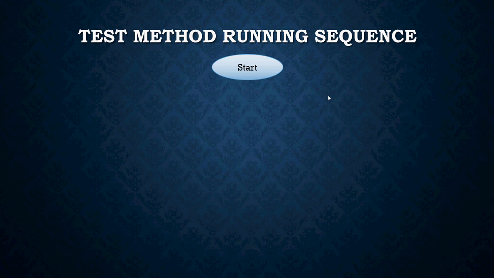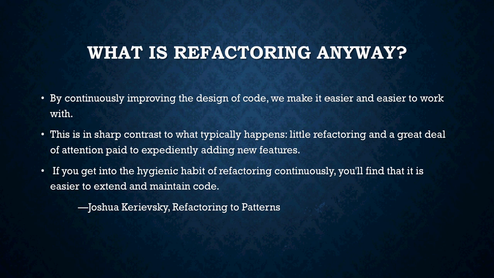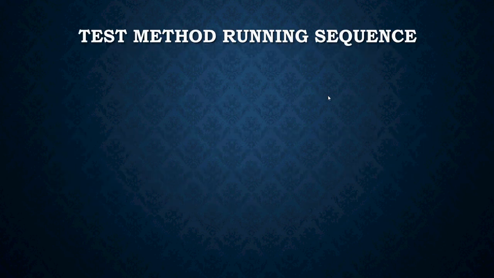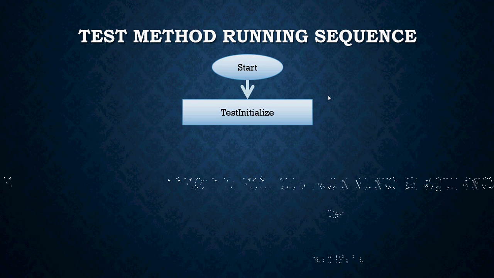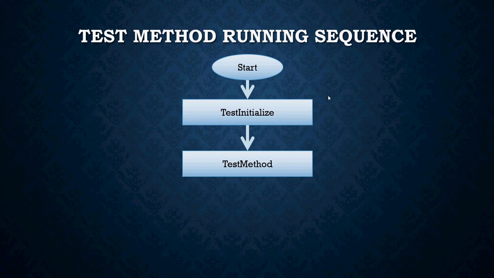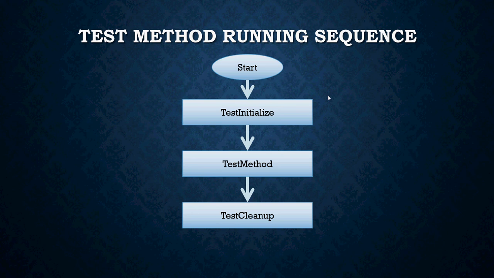Okay, so this is the refactoring. Actually each of the test methods has a testing running sequence. That is, there is a start point, the test initialize method is called, the test method is called, and then the test cleanup method is called, and end. This is the running sequence for each of the test methods.